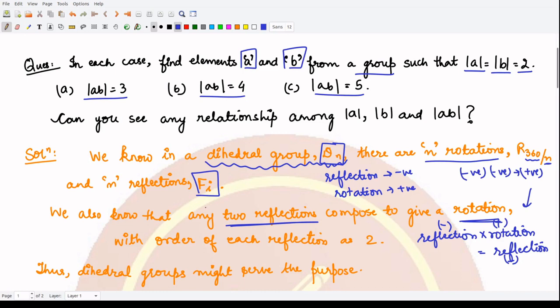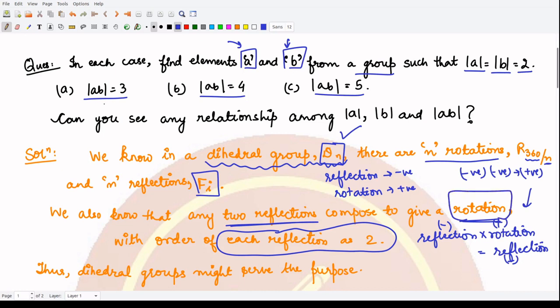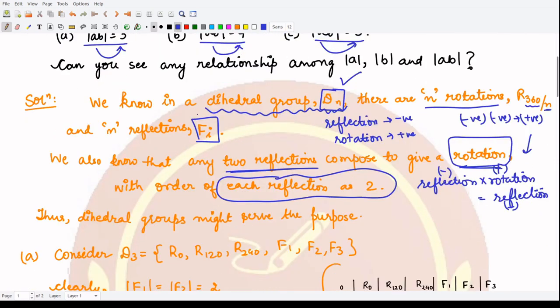So any two reflections give you a rotation, and the order of each reflection is 2, because when you apply the reflection twice you get back the same result. Therefore we obtain A and B as two reflections from Dn such that when you compose them you have a rotation, and we have to see which rotation has order 3, which has order 4, and which has order 5. So clearly for different cases we have to consider different dihedral groups.